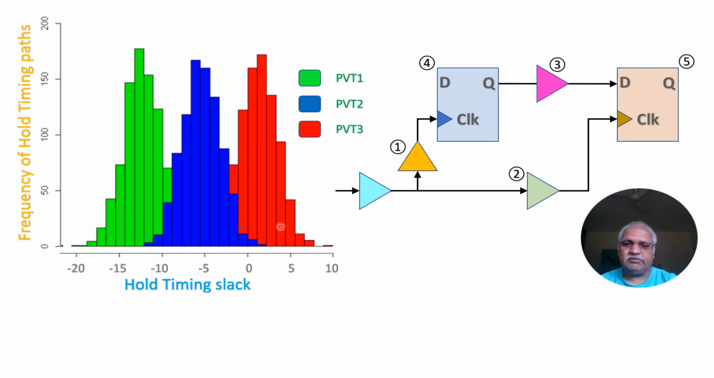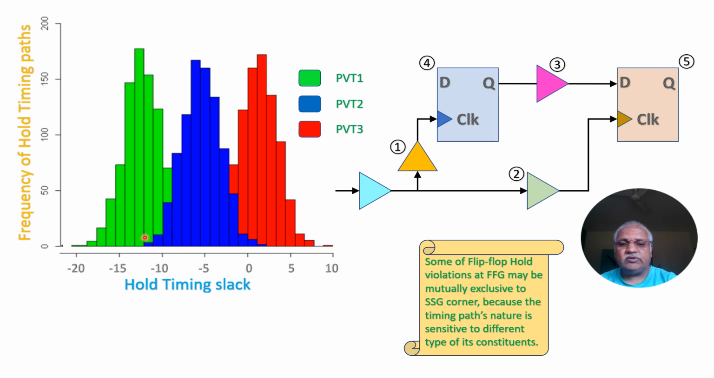Even in this PVT3, there are some paths which are violating PVT3. Those also need to be fixed, and all of them need to be brought above 0 nanoseconds. And here what we also need to observe is that there are some timing paths in the fast corner which are mutually exclusive to the slow corner.